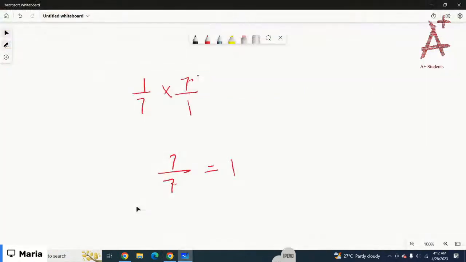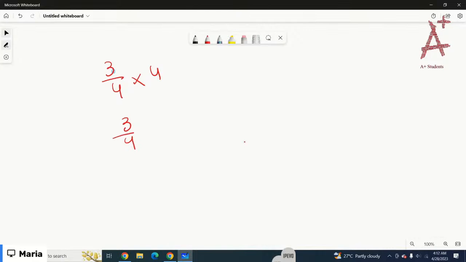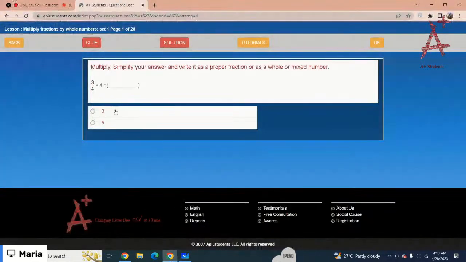Okay, 3 by 4 times 4. So it would be 3 times 4 over 4 times 1. So you can cancel out 4. They are the common factors. So you are left with just 3. Got it? So the correct option is 3.